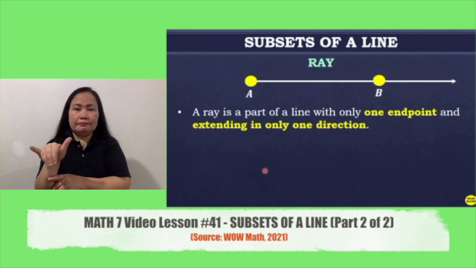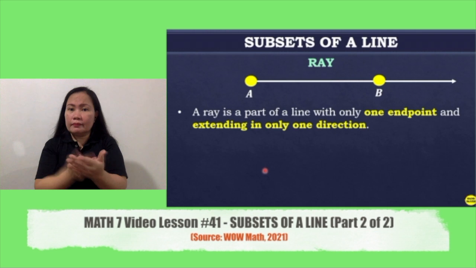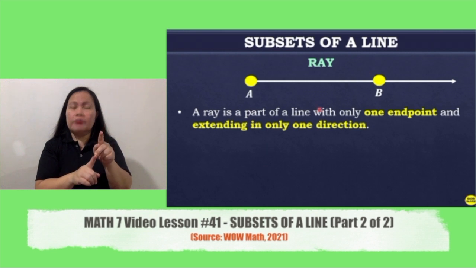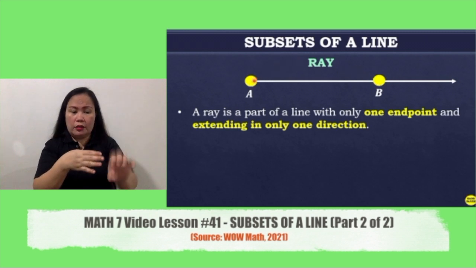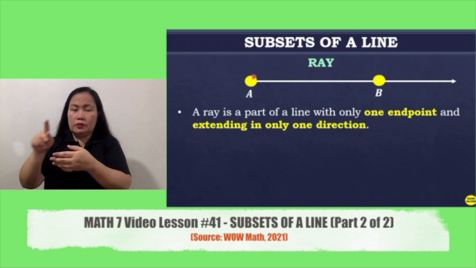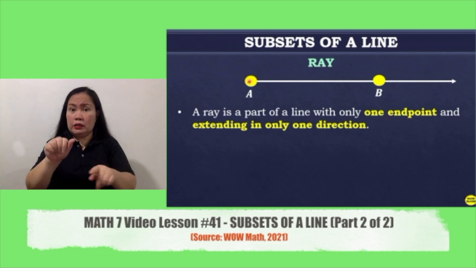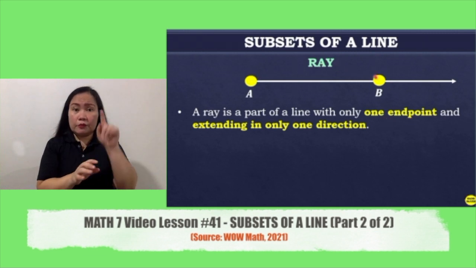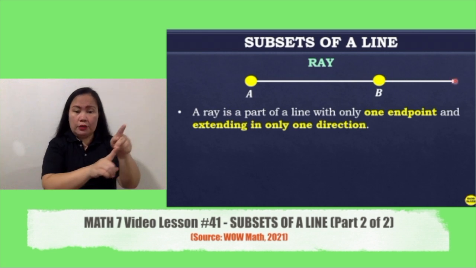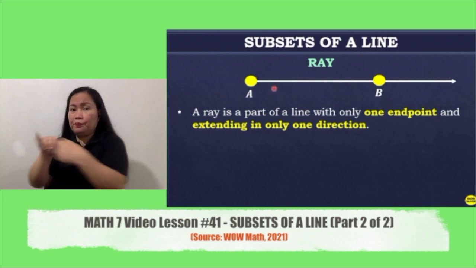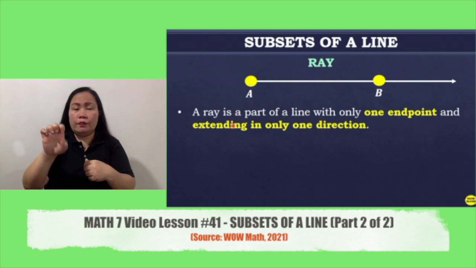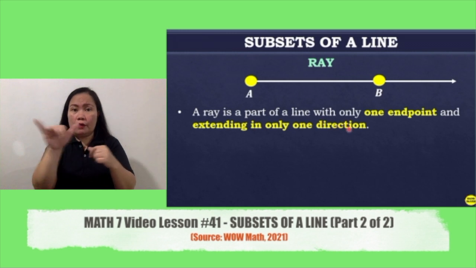Okay, so what is a ray? As you can see, it is also a part of a line with only one endpoint. Ang difference niya sa line segment, ang line segment hanggang dito, ang line segment may dalawang endpoints. Pero pag sinabi nating ray, meron lang po siyang isang endpoint and yung isa ay infinite. So, yung isang point mo ay papunta siya sa infinite direction. So, isang endpoint and extending in only one direction.